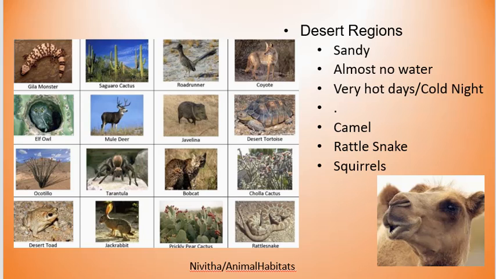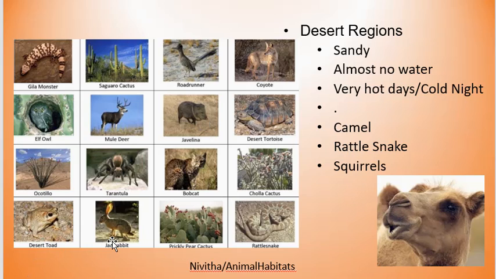The most important animal is the ship of the desert, our friendly camel. You find a lot of rattlesnakes and squirrels also in the deserts. You find various animals like owls, you have a cactus plant, you have a roadrunner bird, coyote, you have oryx, an animal which is neither a deer nor a zebra. When you see it, you will enjoy a special type of animal called oryx. Then you have a mule deer, a desert tortoise, a jackrabbit.